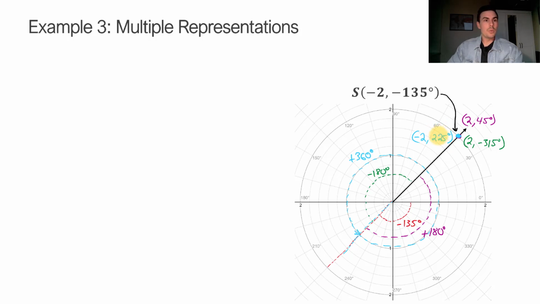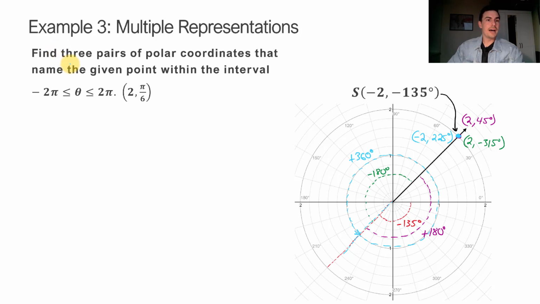So with that in mind, you guys go ahead and try to find 3 pairs of polar coordinates that name the given point within the interval. So you have our point 2, pi over 6. That is our point, all right? R value of 2, theta of pi over 6. Within the interval negative 2 pi to 2 pi, see if you can find 3 pairs of polar coordinates that land you on this same point. Pause the video and see if you can find that out.